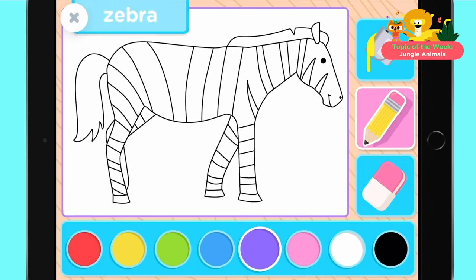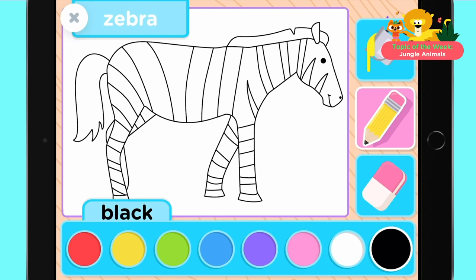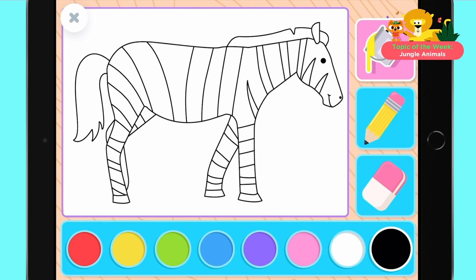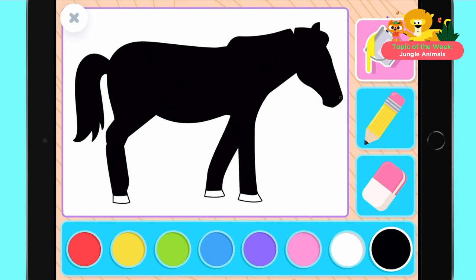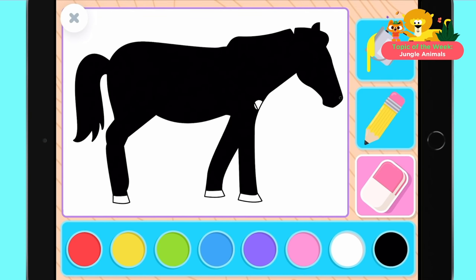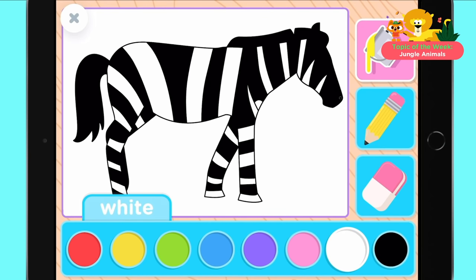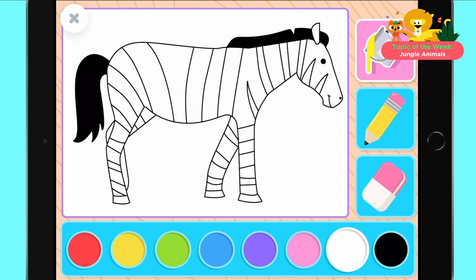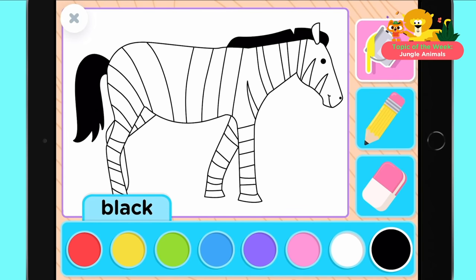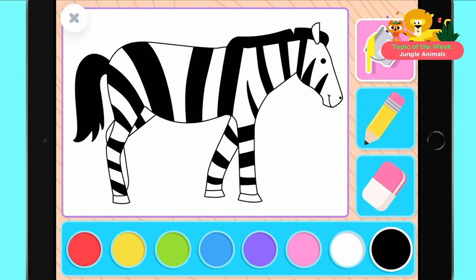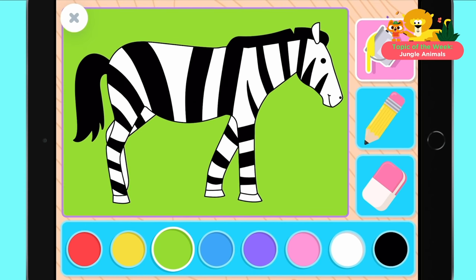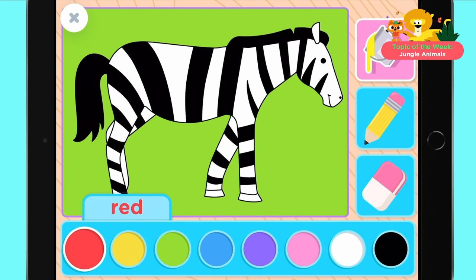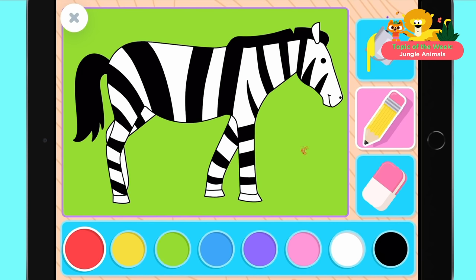Let's color a zebra. Black. Paint bucket. Eraser. Paint white. Paint bucket. Green. Red. Pencil.